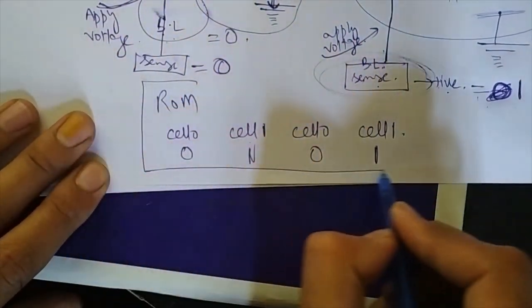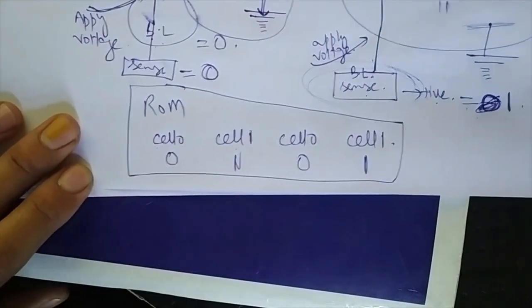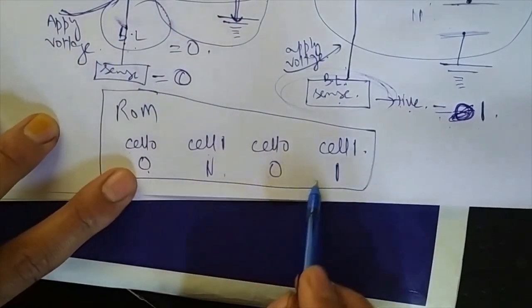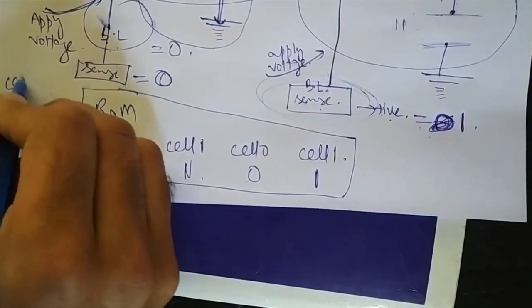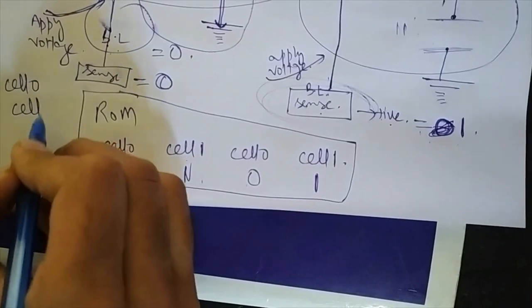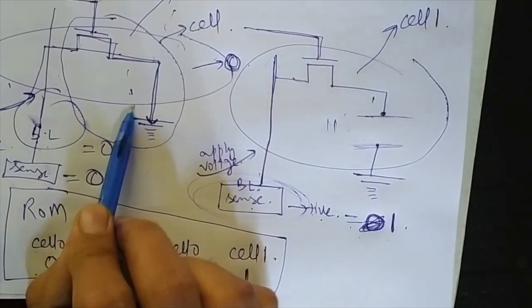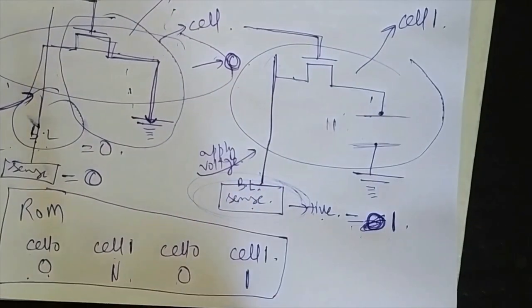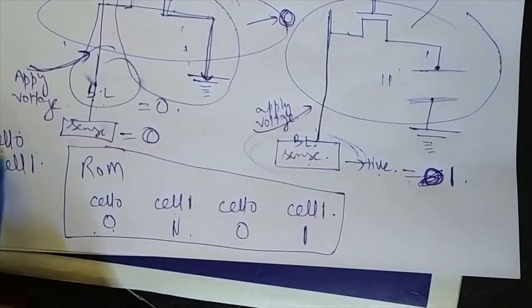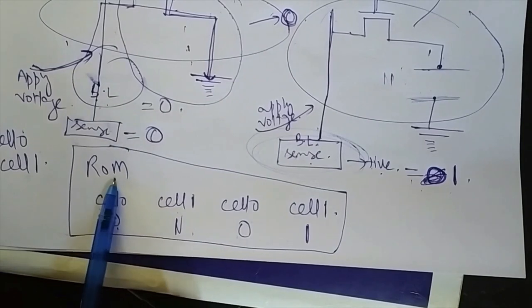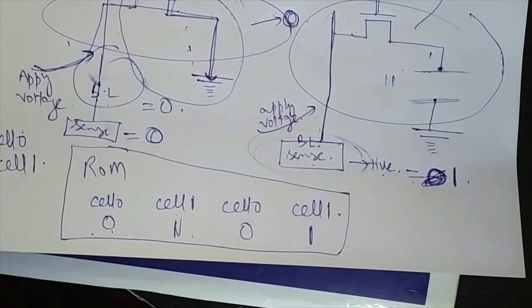So our ROM memory that was required should store 0101. This will be the architecture of the ROM. As I said, there are two types of cells, cell 0 and cell 1. Cell 0 is a cell that always stores 0 and cell 1 always stores 1. So we have two different types of memory cells in ROM.